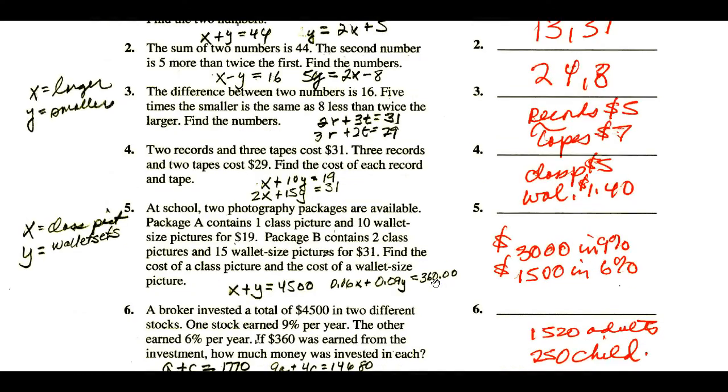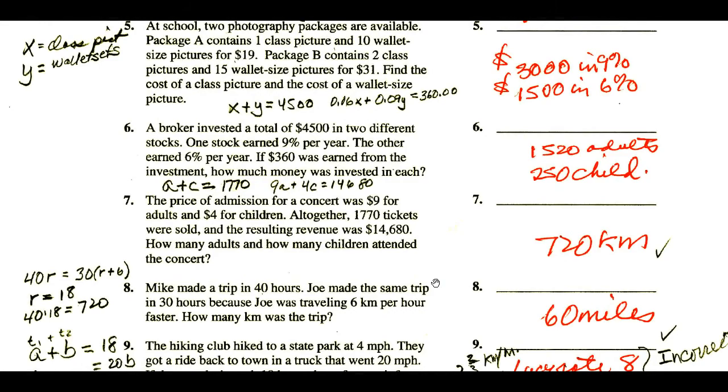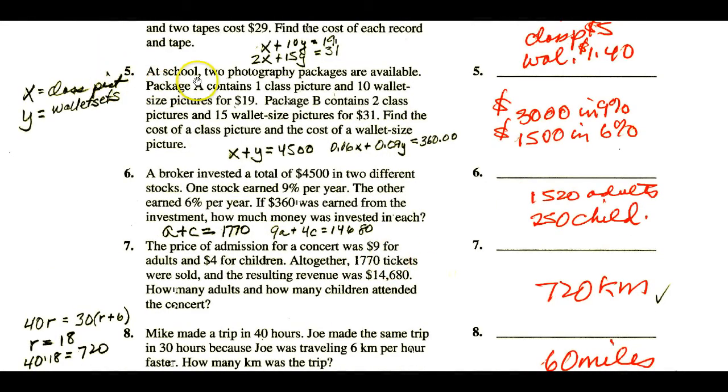All right, well, let's go up a little bit now. At school, 2 photographic packages are available. Package A contains one class picture and 10 wallets for this. Package B contains two class pictures and 15 wallet size for this. So what will your equations be?